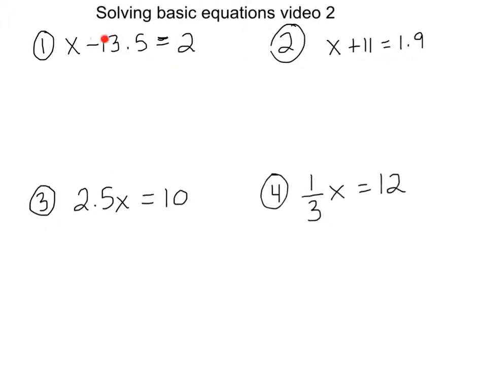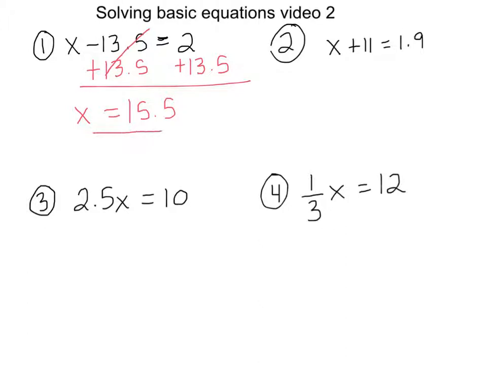So we ask ourselves, what is the opposite of subtracting 13.5? Well, the opposite would be to add 13.5 on both sides. And it's important that you write it on both sides. And so when we do this, we get x, the 13.5's cancel because a negative 13.5 and a positive 13.5 makes 0. And that equals 2 plus 13.5 is 15.5. And so that's our solution, x equals 15.5.